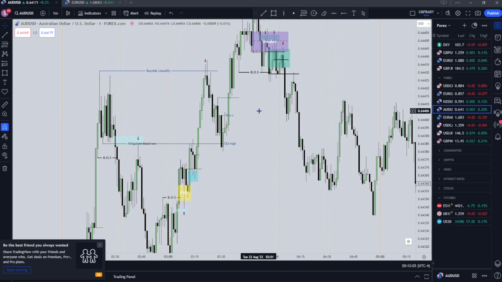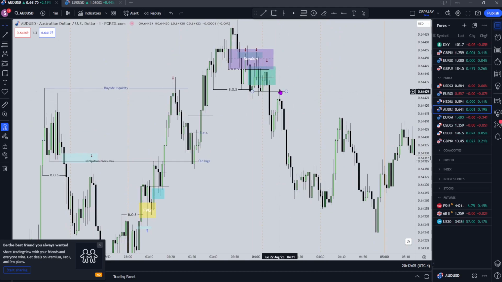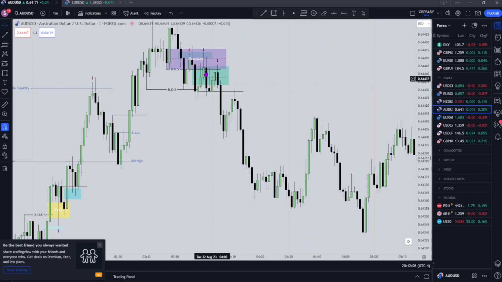Another macro here. So where would the entry be here as we trade into this breaker? It is getting very messy, guys, but if you've been watching, you'll know exactly what's going on. You should know exactly what's going on.